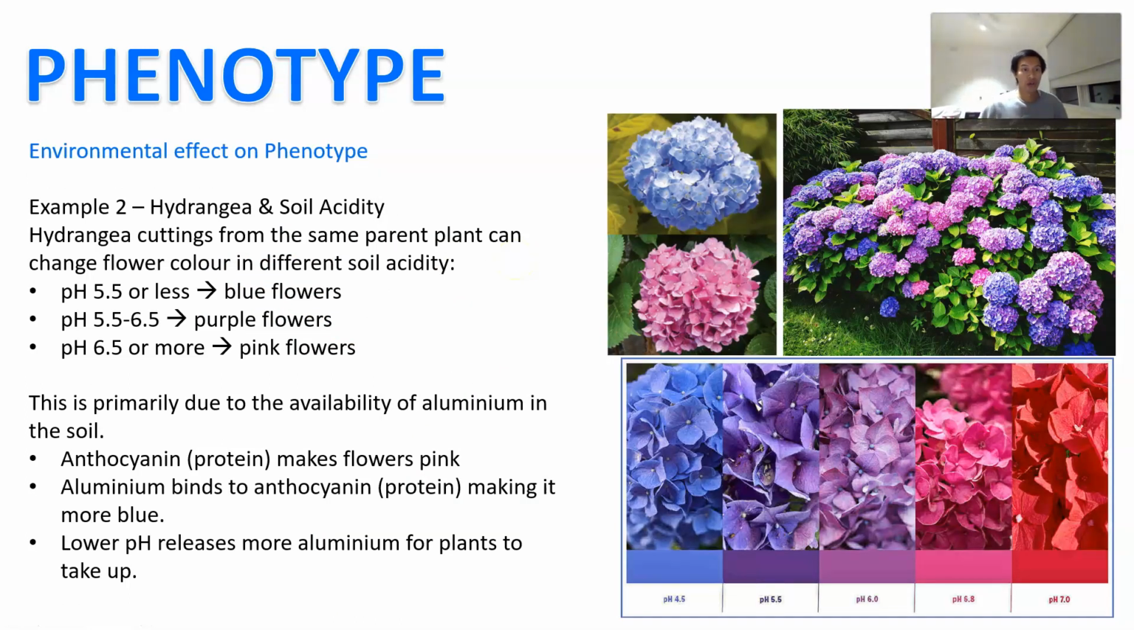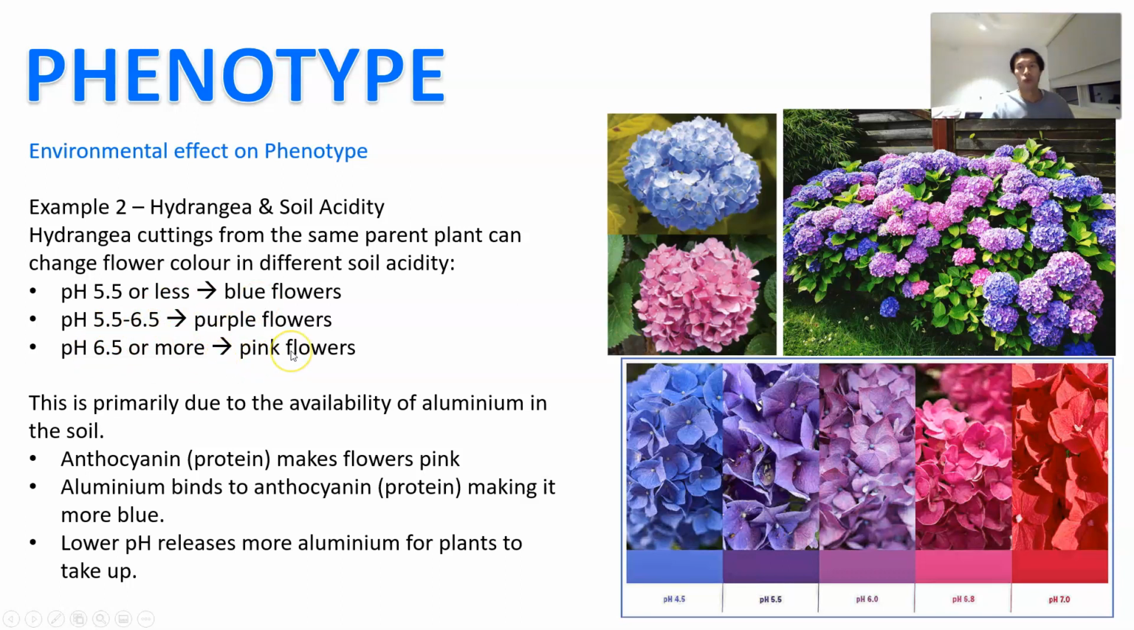Another example, so hydrangeas, right? Hydrangeas produce different colored flowers, but that's not because of their genotype. Turns out the genotype is exactly the same. It actually comes down to soil acidity, right? Soil acidity can change depending on the type of soil, and that change can still exhibit in different flower colors. So hydrangea cuttings from the same parent, which means exact same DNA, can have different flower colors depending on the soil acidity levels. If you grow it in 5.5 or less pH, you're going to get blue flowers. If you grow it in 5.5 to 6.5, you get purple, and then if you get 6.5 or more, you get pink.